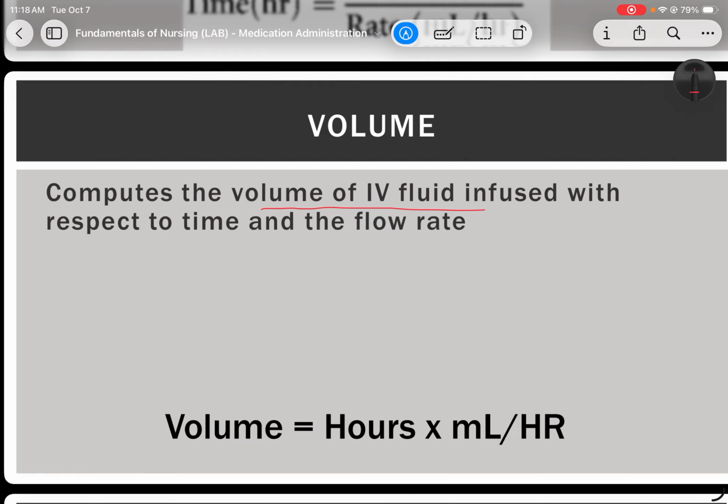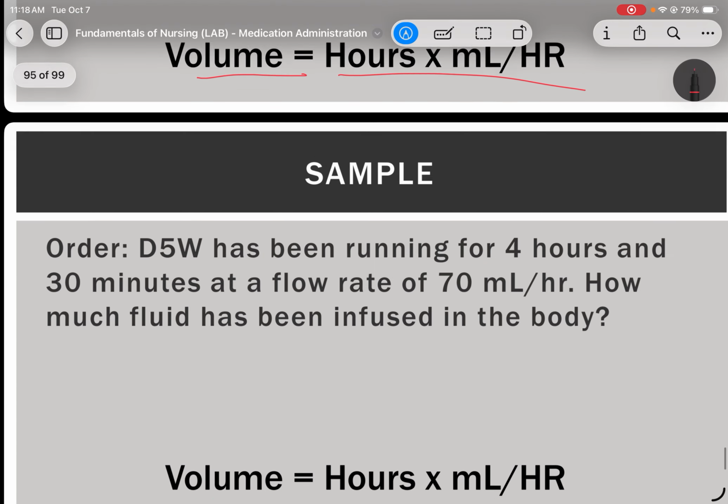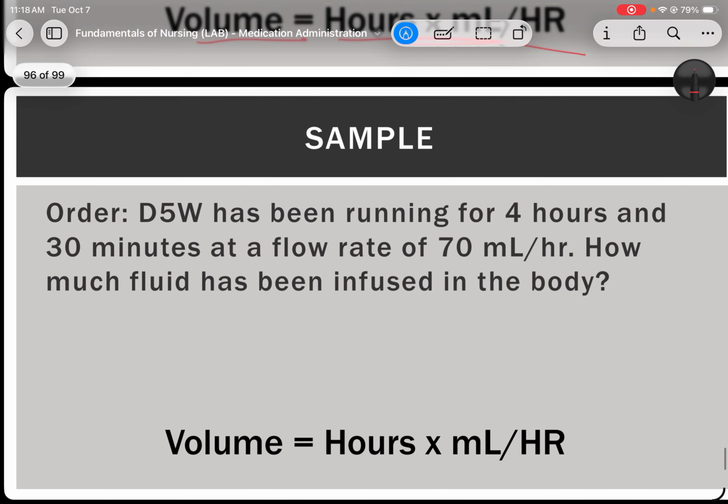This will compute the volume of IV fluid infused with respect to time and flow rate. So volume is just the number of hours times ml per hour. Hours times ml per hour. Now, here's a sample, class.